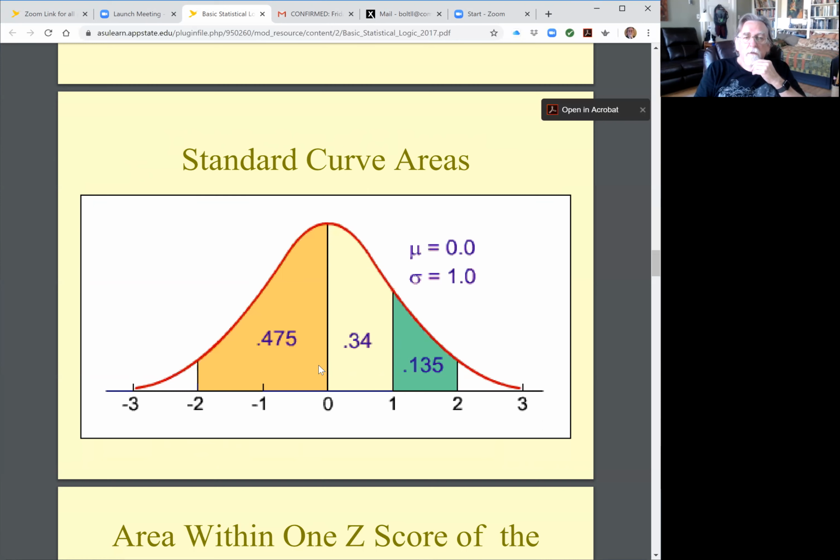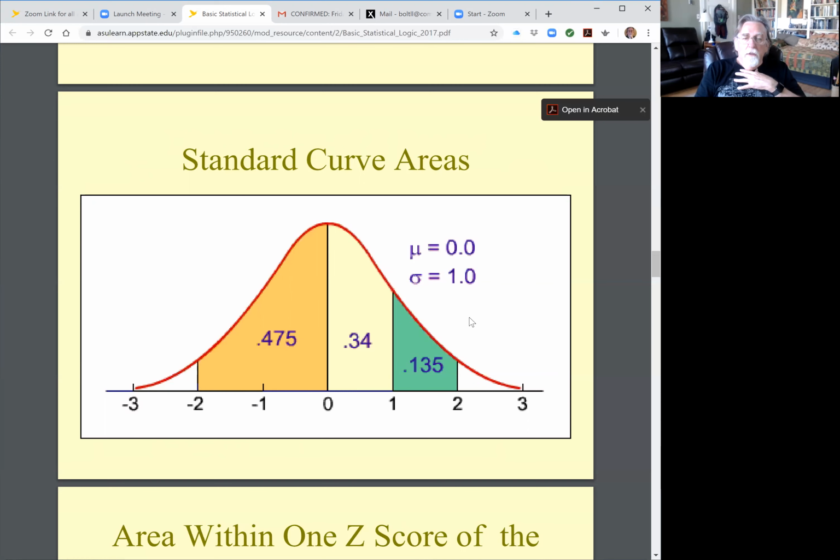And so adding 1 and 2, or -1 and -2, we find that about 47.5% are between 0 and -2. Another 47.5% are between 0 and +2. The mean is 0, as I mentioned earlier, and the standard deviation unit is a z-score now, 1z. And so area within 1 z-score of the mean is about 68%. Area within 2 z-scores of the mean is roughly 95%.